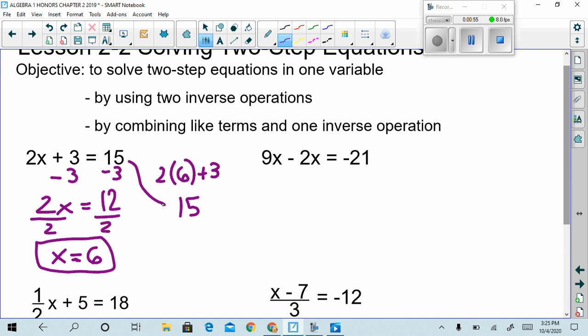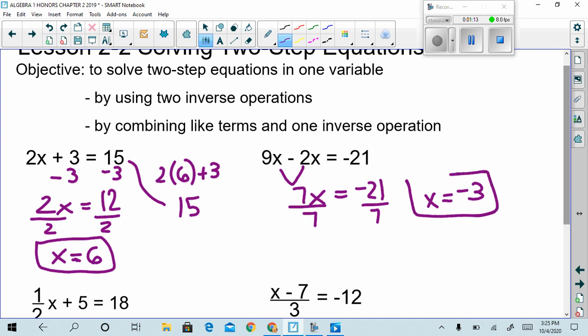Second problem involves combining like terms. I now have 7x is equal to a negative 21. I'll divide by 7. We know that when the signs are unlike, we'll get a negative quotient. X is equal to negative 3.